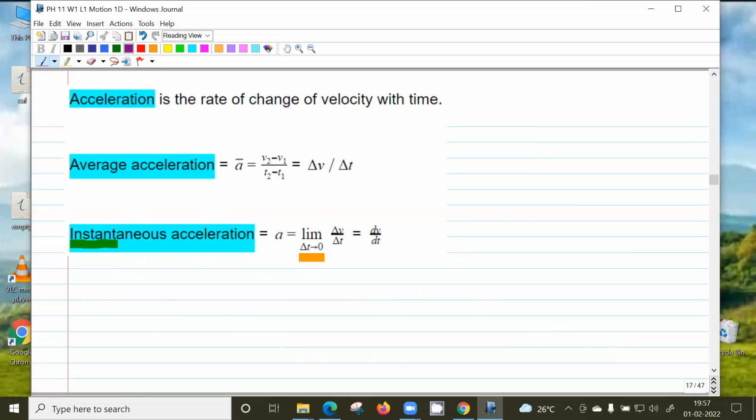So similarly, in the VT graph, if I draw time versus V, so some variation is like that. If you have to get acceleration at this time instant, that will be the tangent at this point. If you have to get average acceleration between these two time intervals, then you have to draw a secant between these two points. And the slope of the secant will be the average acceleration.